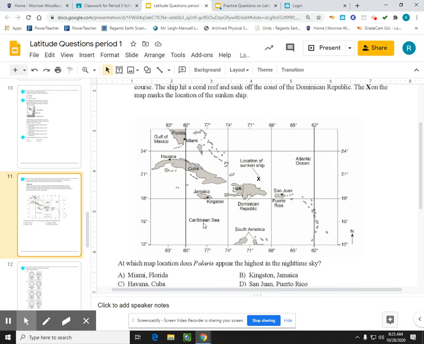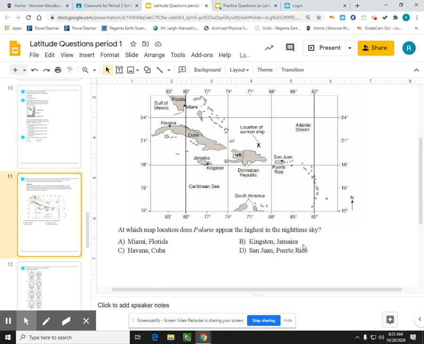So we're looking at part of the Caribbean here where we have longitude lines in this direction, latitude over here, and we see things like 12, 15, 18, 21, 24. So this must be the northern hemisphere here, and this must be the western hemisphere here. Well, in which map location does Polaris appear highest in the sky would be where we have the highest latitude, and that's going to be where Miami, Florida is, where the latitude would be at its highest. So letter A is the right choice.